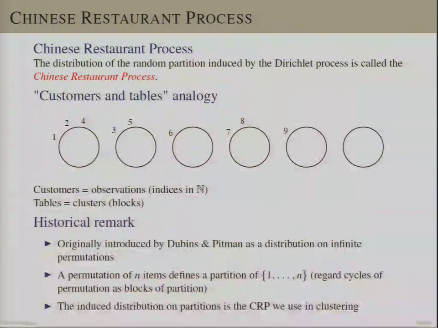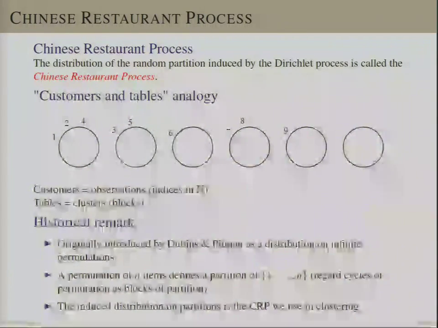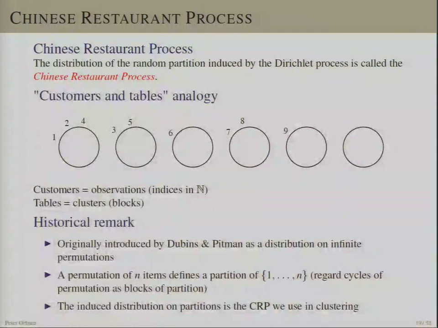In basically any paper that relates to Chinese restaurant processes, you see a picture like this. The idea is that these are tables and these are customers. What it very simply means is the customers are observations, and their numbers are the indices of the observation points that come in, and the tables are clusters, so they are the blocks of the partition. And a customer sitting at a table is simply another way of saying the data point is in a cluster or belongs to a certain block.